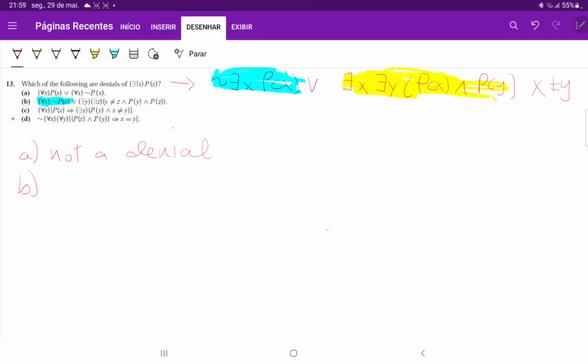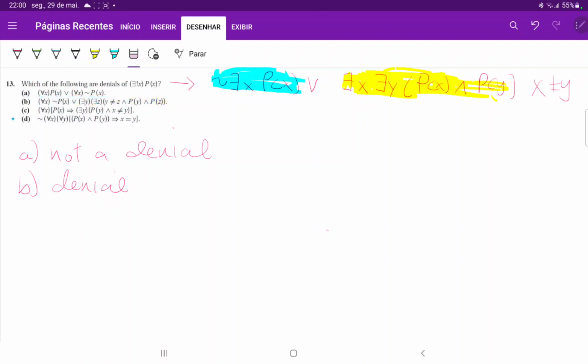And for this one here, we have or there exists a y and there exists a z, right? Such that y is not equal to z and p of y and p of z is true, which is what we wrote. So this perfectly takes care of the second scenario where it is true for multiple elements and these elements are not the same, right? So this is a denial. Okay, let's look at C.